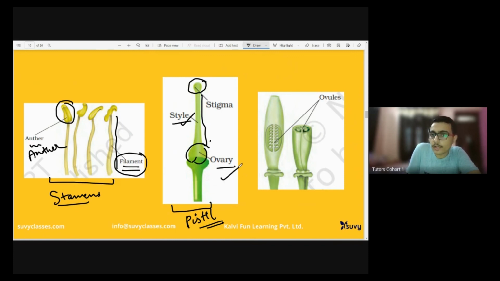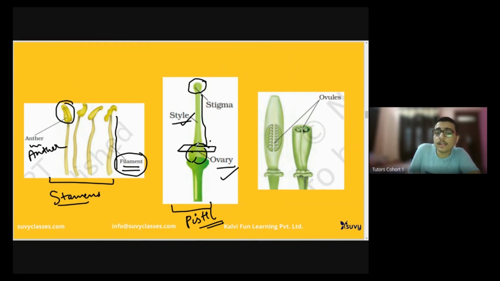Ovary. And when we cut this ovary in this plane, like if I take a blade and cut this ovary like this, on top I can see more internal structures, these small beads. These bead-like structures are known as ovules.